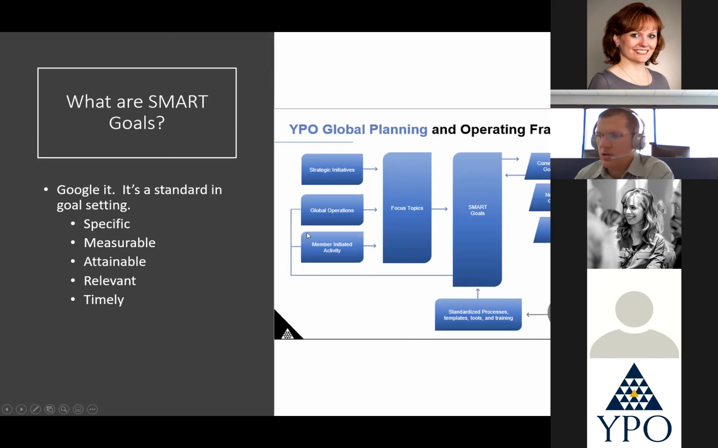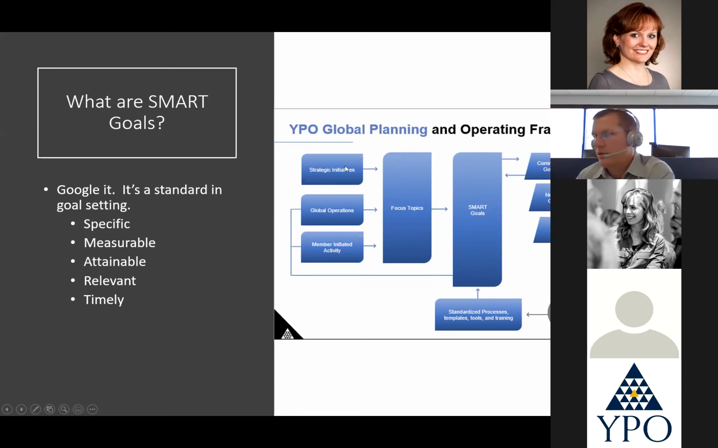Separately, you can have member-initiated activity that may or may not be a focus topic. If it's a focus topic, it's also a SMART goal. If it's not a focus topic, well, it's still a SMART goal. Everything we do is a SMART goal, whether it's a focus topic or not. So we also have operational projects that take place around the company that are not defined in the initiatives, but those department projects, some of those may be focus topics, cross-functional teams defined by YPO, and some of those projects may not, and they're still SMART goals.